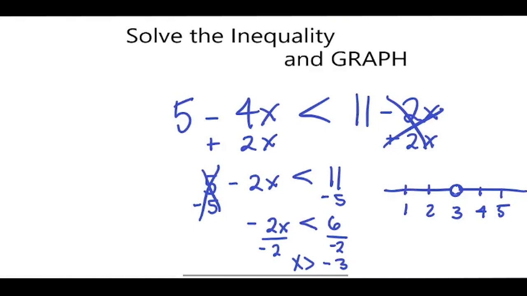And I'll notice that this arrow is anything that's greater than negative 3. Okay, so it's actually going to the right. So I will make a thicker line here. And I'm going to put an arrow at the end of it to show that it goes on forever. And that is how you graph the line x is greater than negative 3, which is the solution of our inequality.